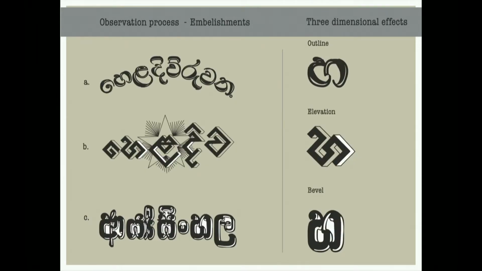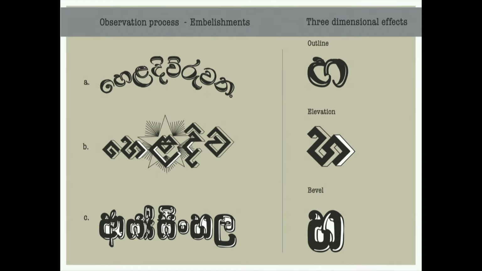And then the fourth point was the embellishments. Very clearly, how the flesh is being added into a display type itself. I've listed it based on the analysis. So we have outlines simply to give a three-dimensional look.